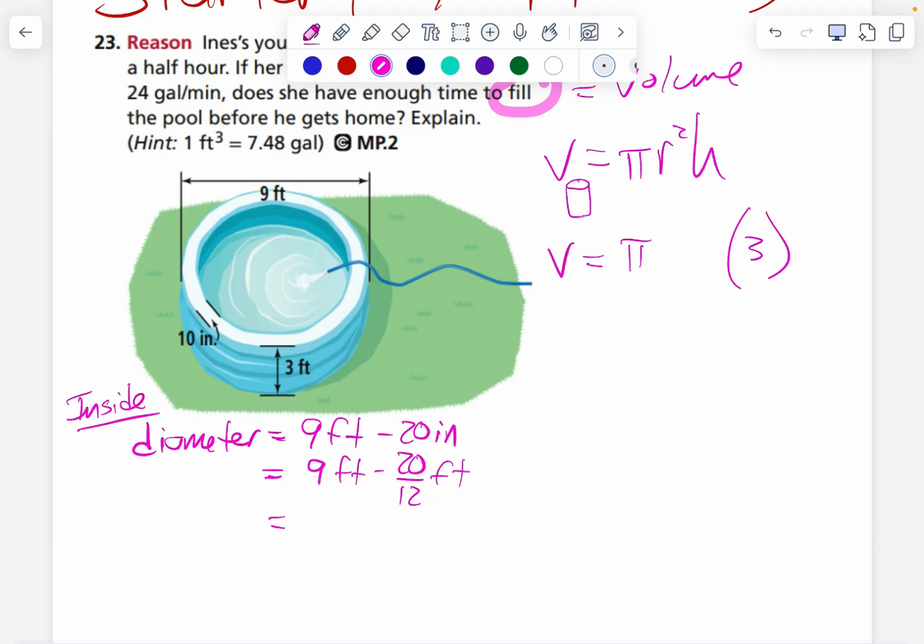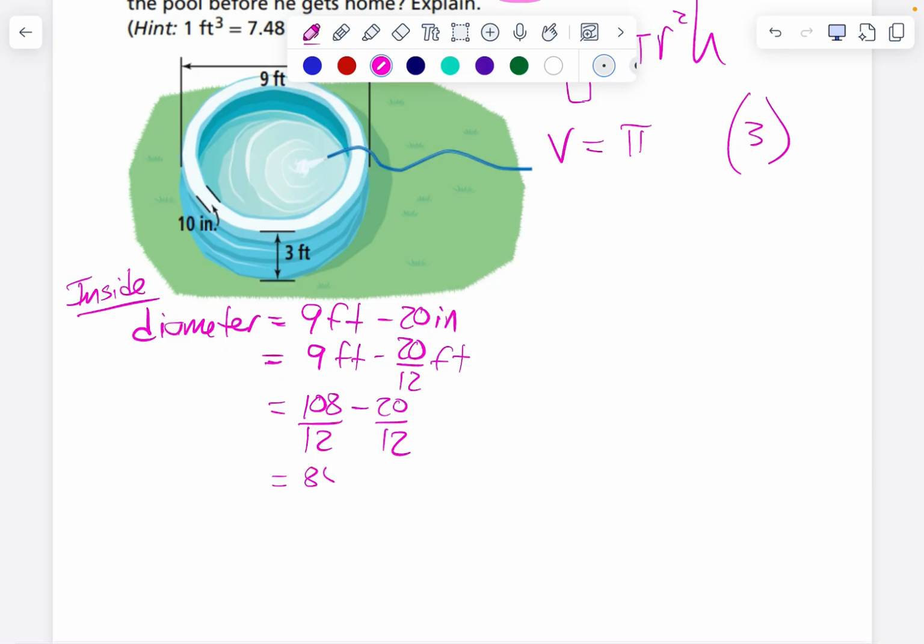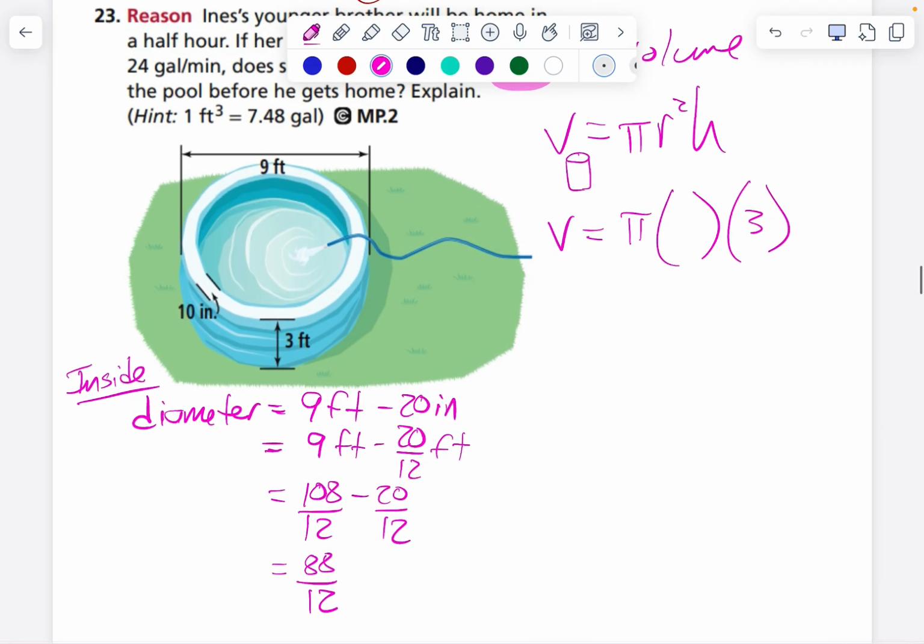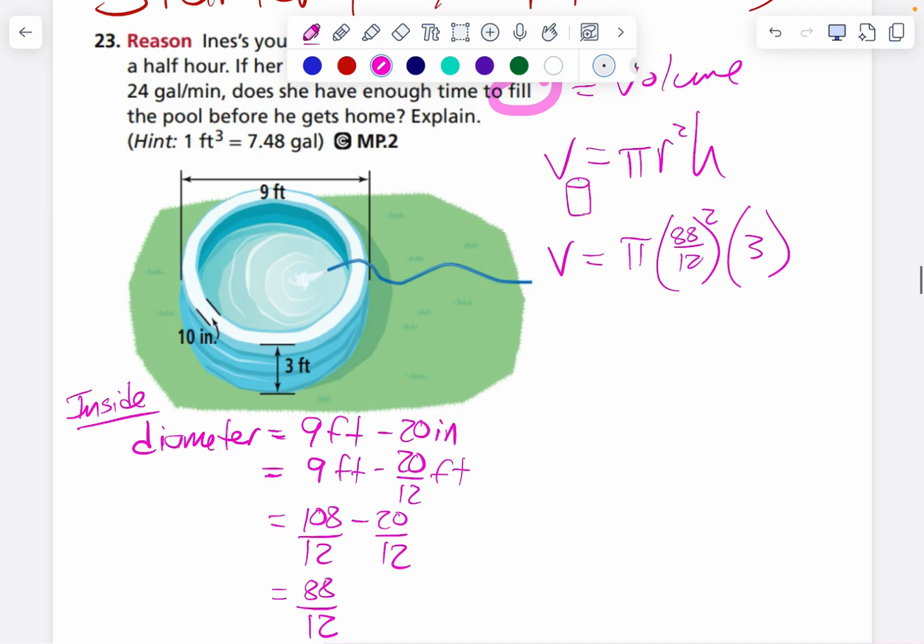Now what? Well, one thing you could do is convert to a common denominator if you want to. Like that. Where did the 108 come from? Yeah, so 9 whole things is 108/12 of things. Okay, 88/12. So that's what I'm going to use for the radius, and then a height of 3 feet.